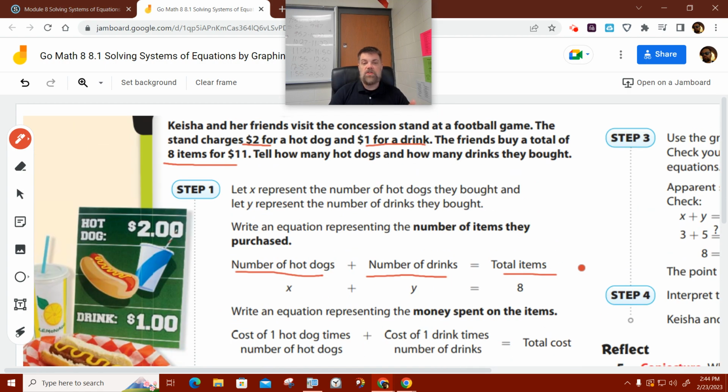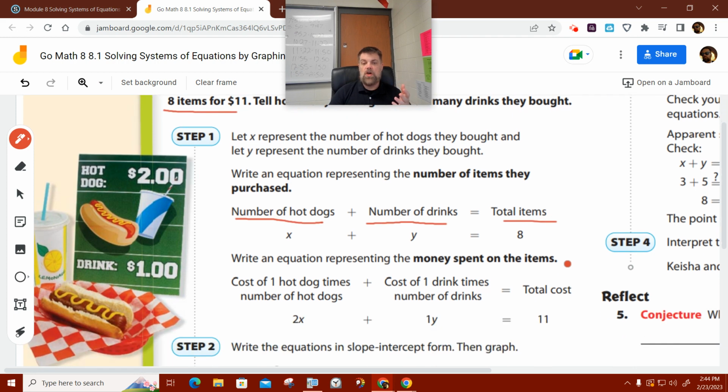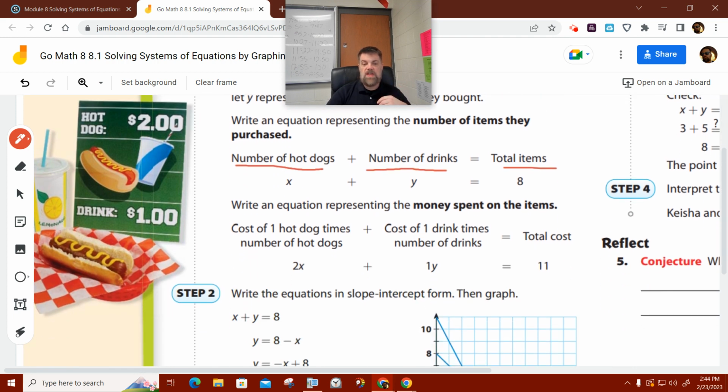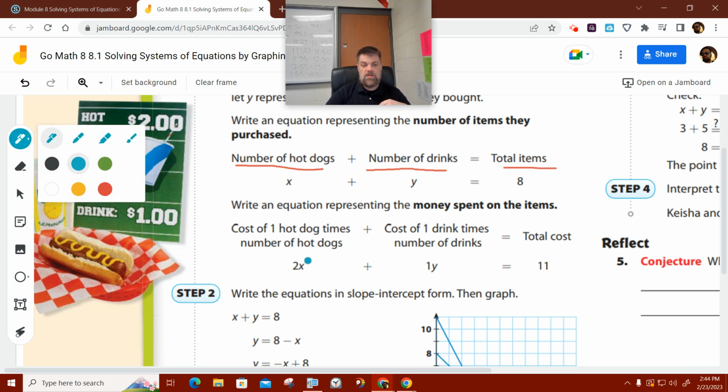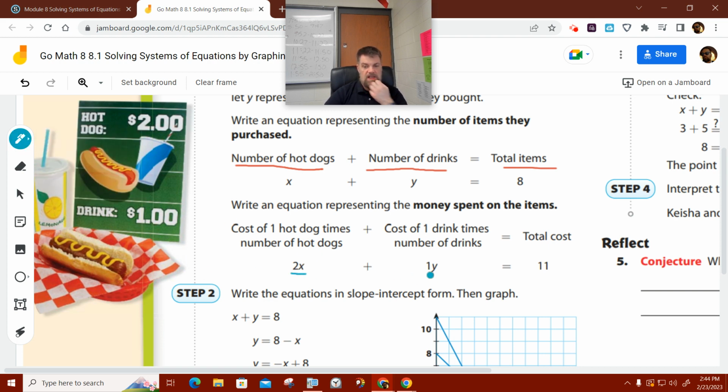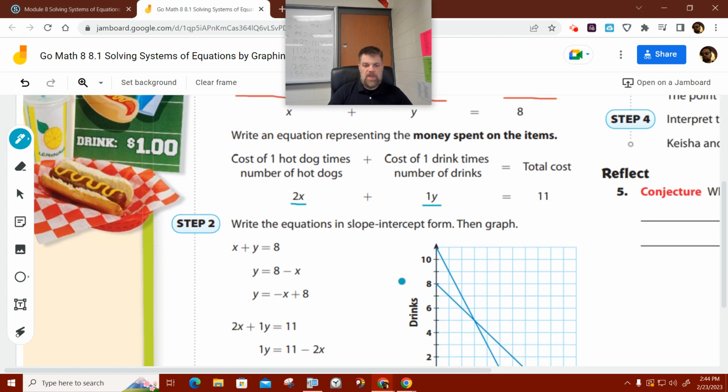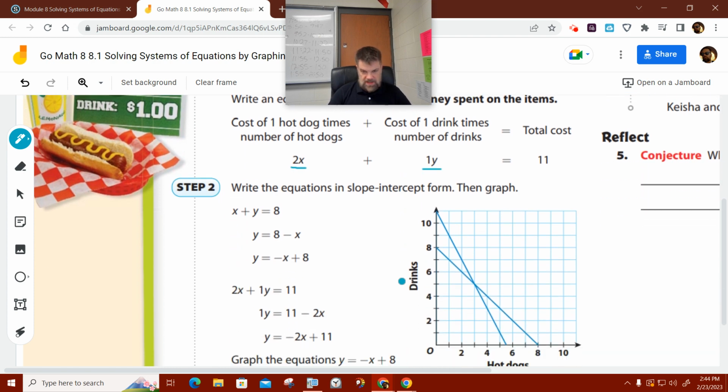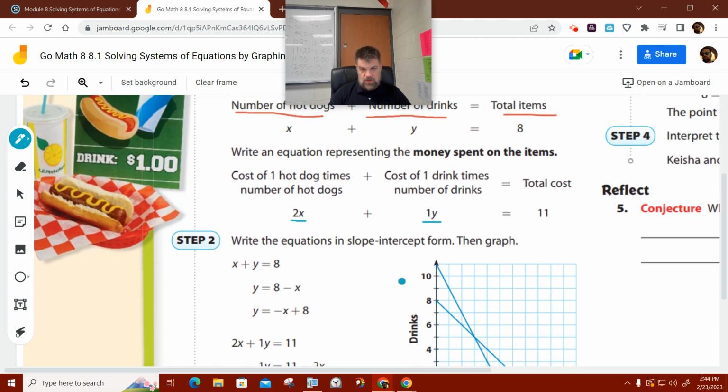Hot dogs go for $2 and drinks go for $1. So 2 times the number of hot dogs, right? I've got 2 times the number of hot dogs plus 1 times the number of drinks has to add up to $11. So there's a couple ways I could do this, but really I have 2 equations.